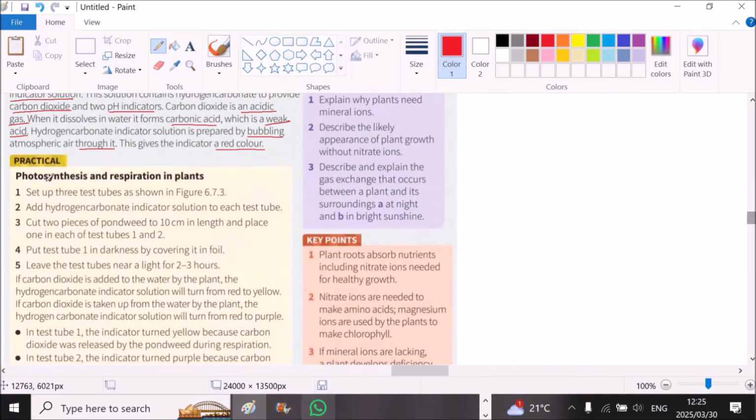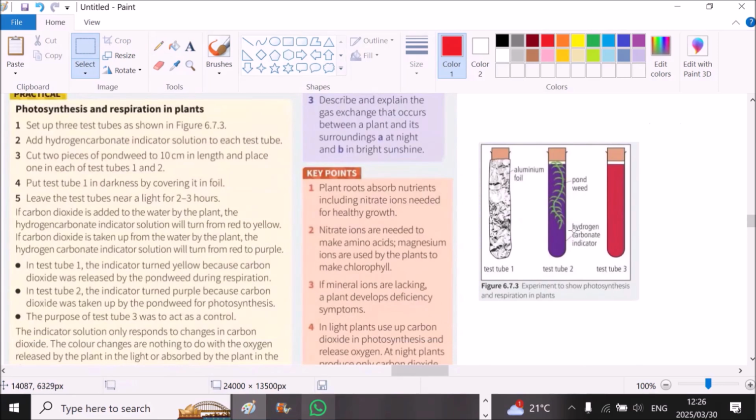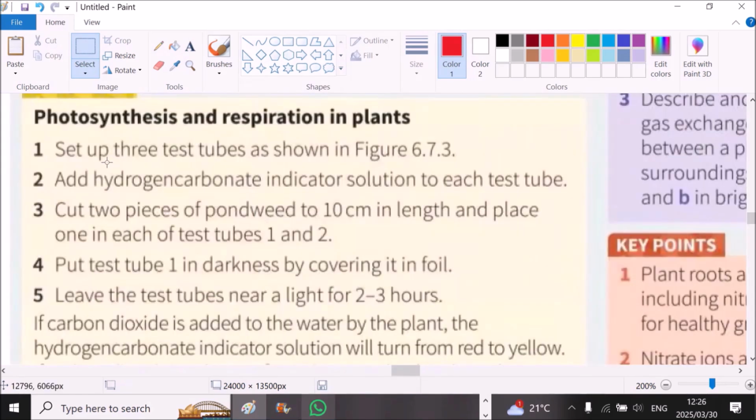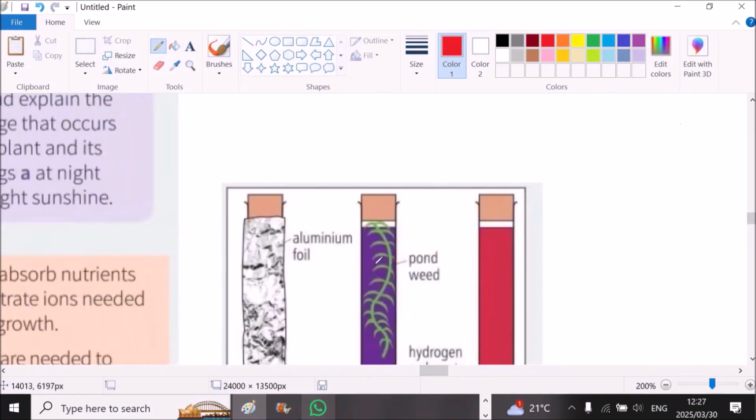Let's look at this practical to investigate photosynthesis and respiration in plants. Set up 3 test tubes as shown in this diagram. One of the test tubes is covered in aluminum foil. Add hydrogen carbonate indicator solution to each test tube. Cut 2 pieces of pondweed 10 cm in length and place one in each of the test tubes 1 and 2. Put test tube 1 in darkness by covering it with a foil. So this is the one that is in darkness, but there is the same length of pondweed in there.